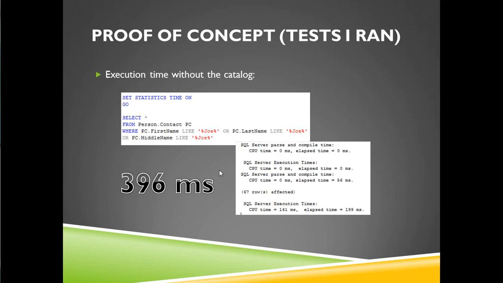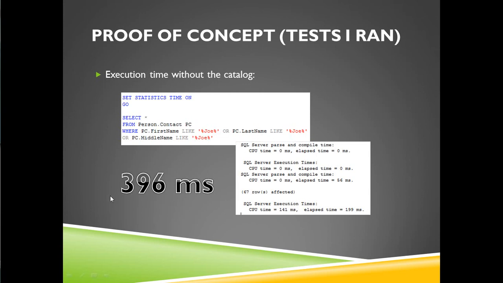Okay, so now I ran proofs of concept, right? This was kind of funny. So this is the same query. All the queries that I'm showing now are the same queries run on one table. So here I'm using AdventureWorks as an example database, and I was looking at pc.firstname like Joe. As you can see, I'm looking for any word in first name that has Joe, in last name that has Joe in it, or the middle name that has Joe in it.